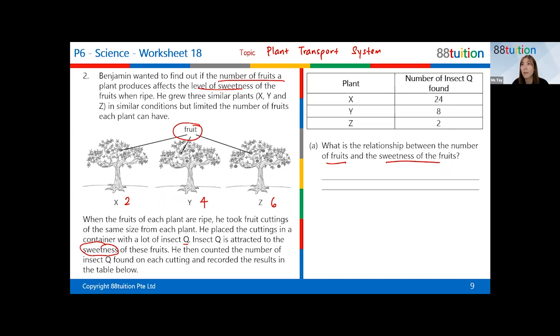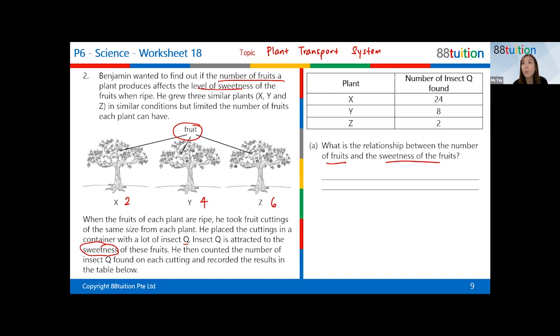The insects, Abram says. Abram says, insect Q is attracted by sweetness. April also says sweetness. Timothy, now do you understand? Okay, when they talk about the level of sweetness, right, they were referring to the number of insect Q attracted to the fruit. Can you see that or not?